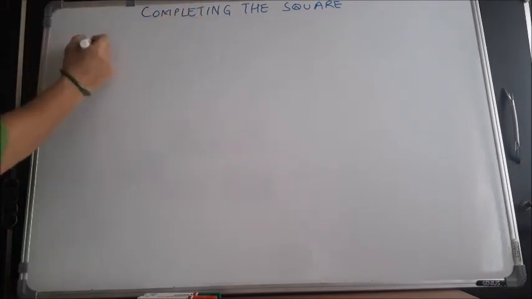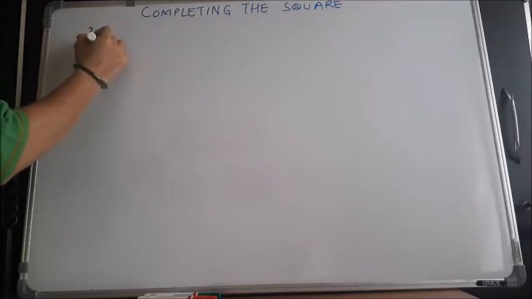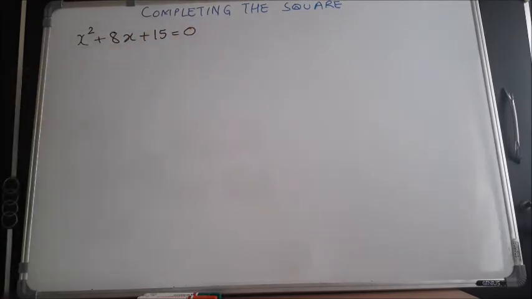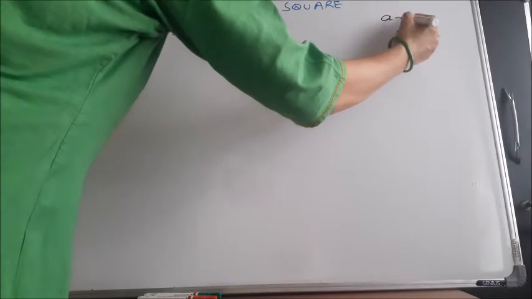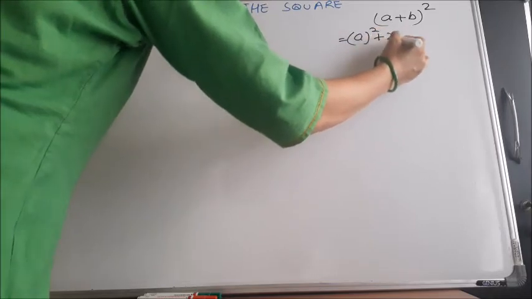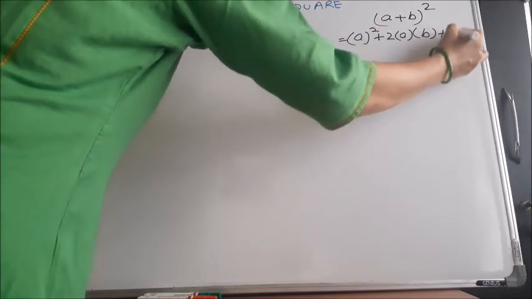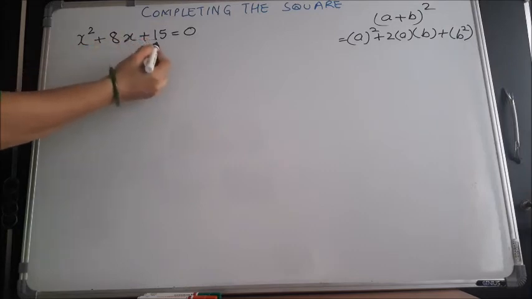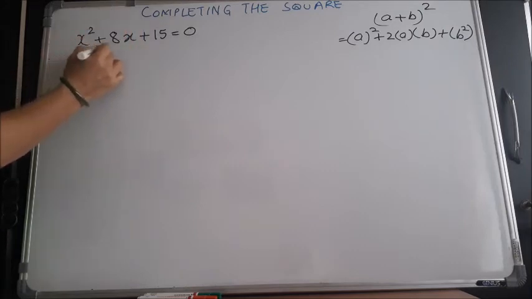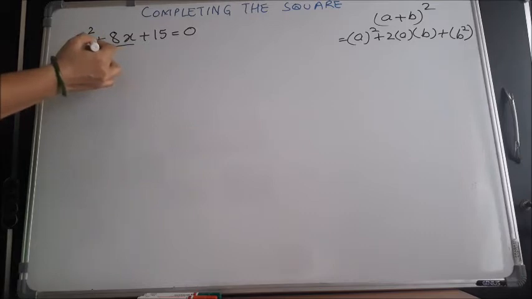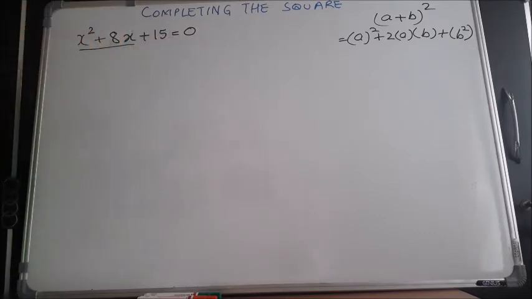Suppose we have to solve x square plus 8x plus 15 equal to 0, and this we need to solve by completing the square. Now before we start this, you should remember your identity a plus b the whole square, which is actually nothing but a square plus 2 into a into b plus b square. So just keep this in mind. Now what we are going to do to this trinomial is, the first two terms we are going to consider as a square and 2ab. And if this has to be a perfect square trinomial, what should be the last term? So that's what we are going to find out.